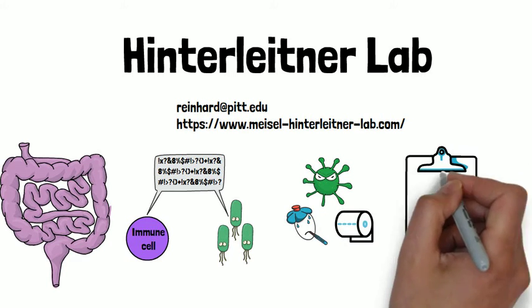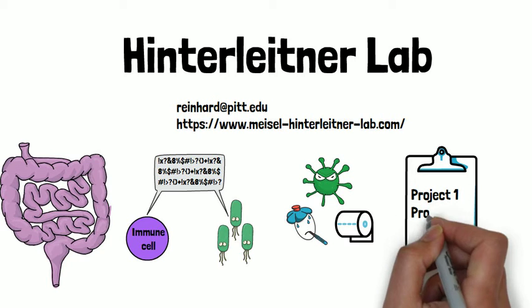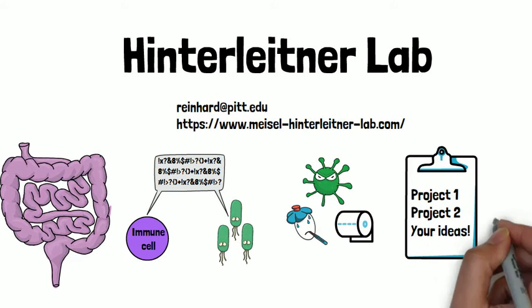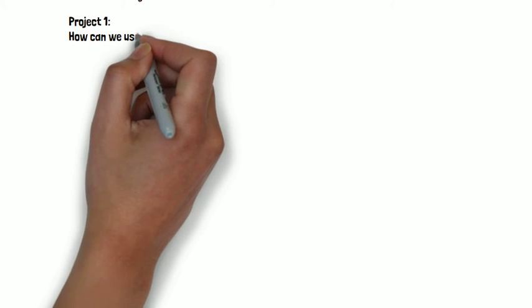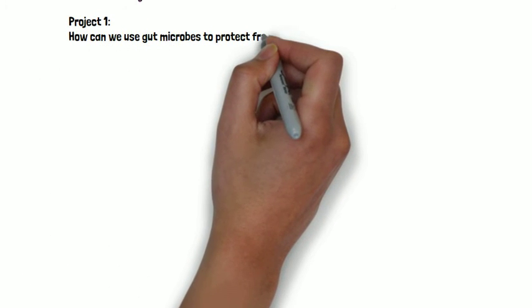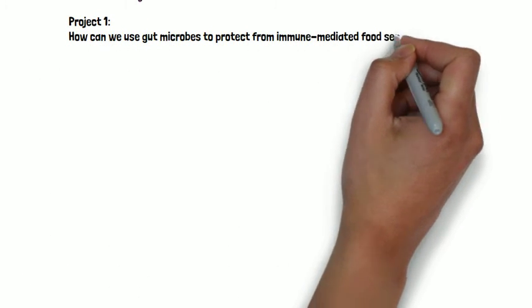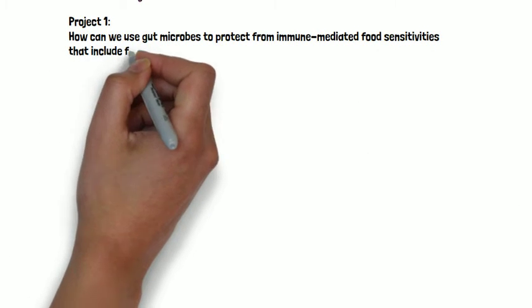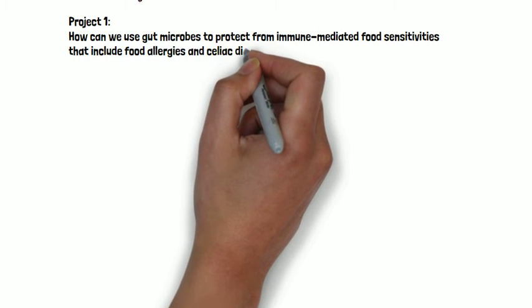We currently have two main projects ongoing in the lab where you can contribute, but own ideas are always welcome. Let me introduce the projects. In Project 1, we ask the question, how can we use gut microbes to protect from immune-mediated food sensitivities that include food allergies and celiac disease?